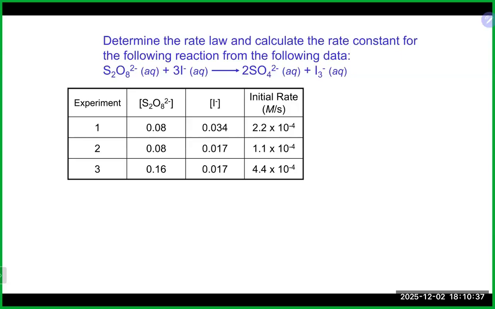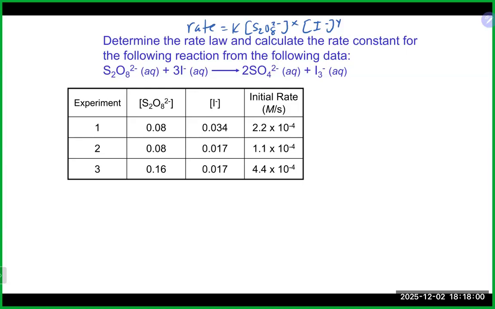So why don't you try this one here? Why don't you figure out what the rate law is, the orders for everybody, and the value of the rate constant using this information here. All right, let's take a look, see how we're doing.